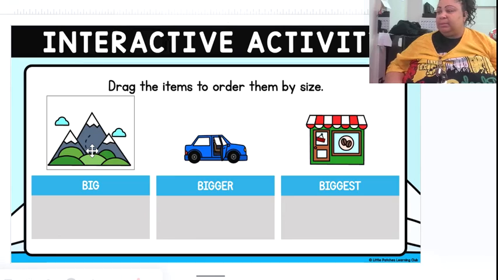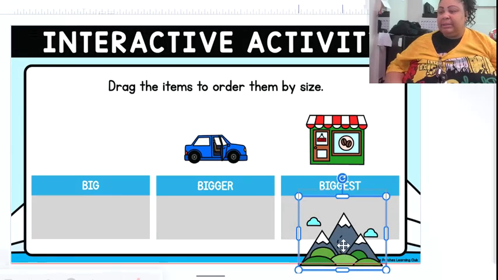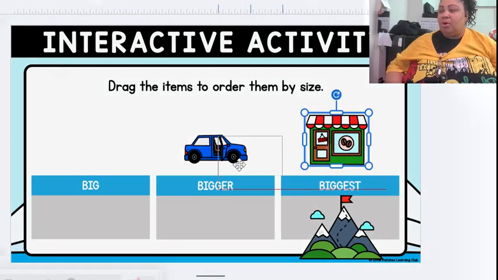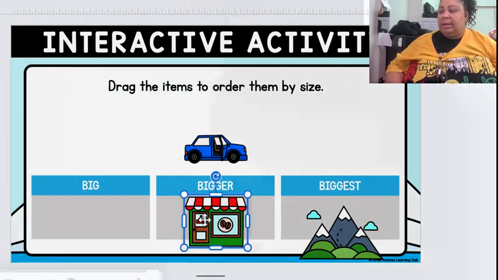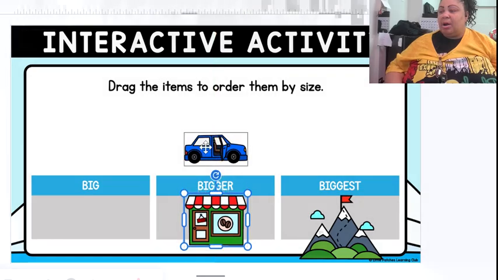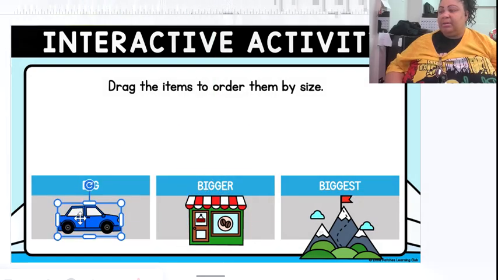So the biggest would be the mountain, the biggest of them all. And then the store is bigger than the car, which is big. What do you guys think? Did I do that correctly?